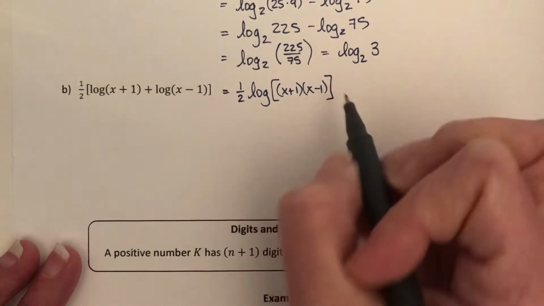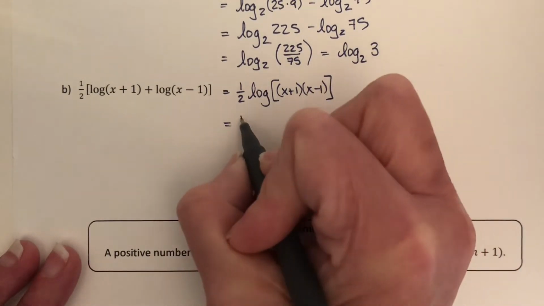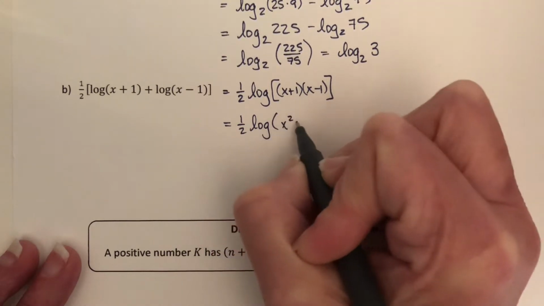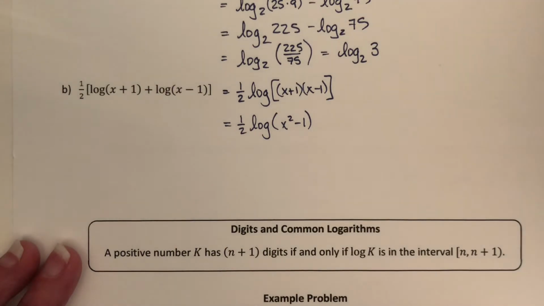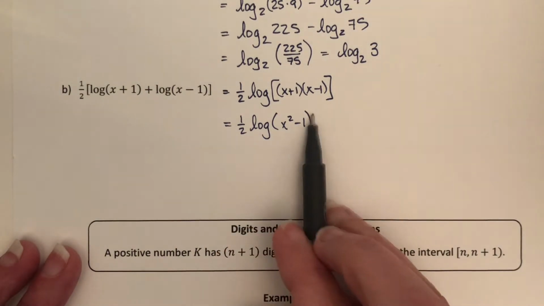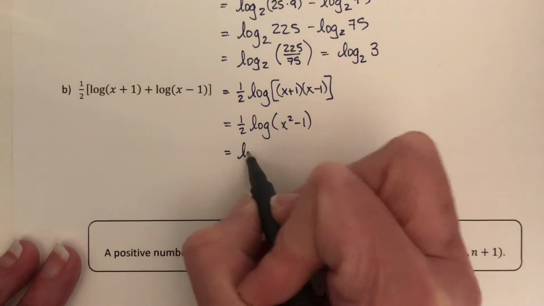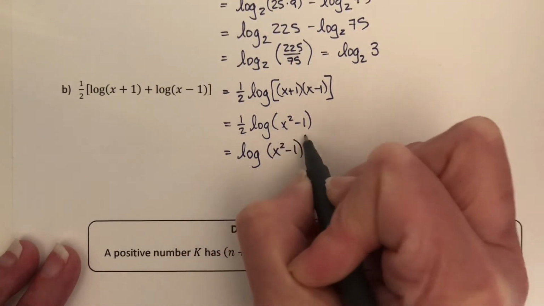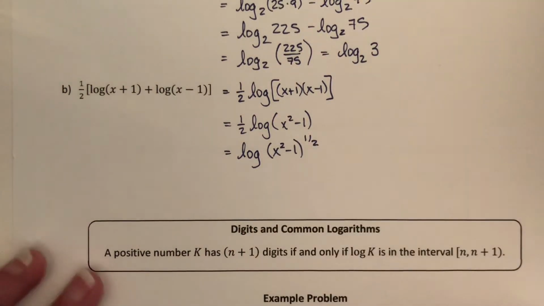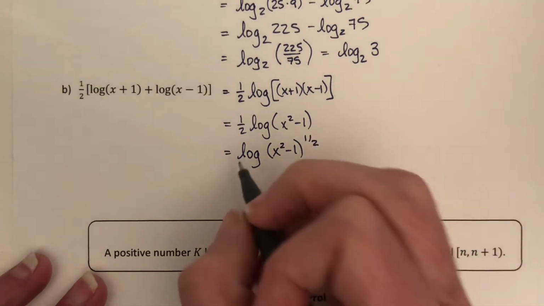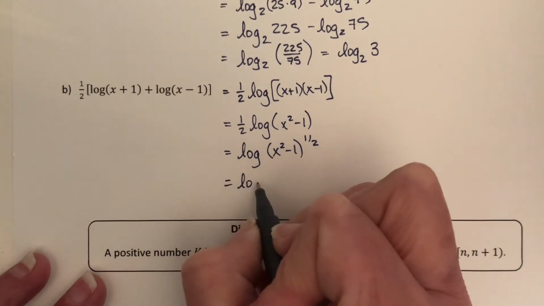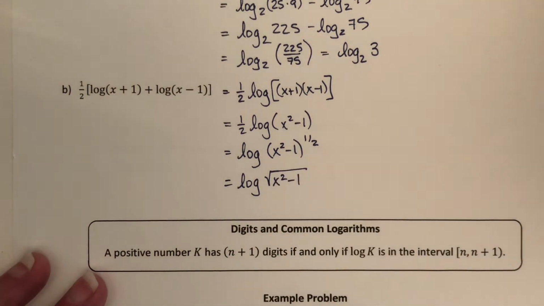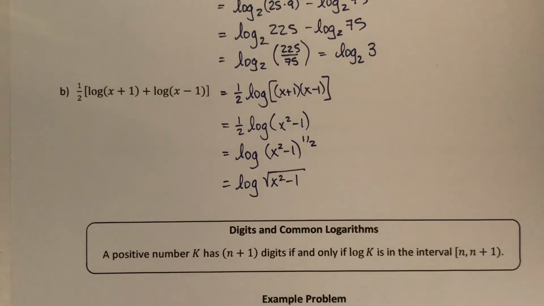Now that's a difference of squares, so go ahead and multiply that together. Make sure you keep it in parentheses. Now deal with the multiplier. It becomes an exponent. And then they will want you to turn this into a root. So this is log of the square root of x squared minus 1. And that's as simplified as you can get that.